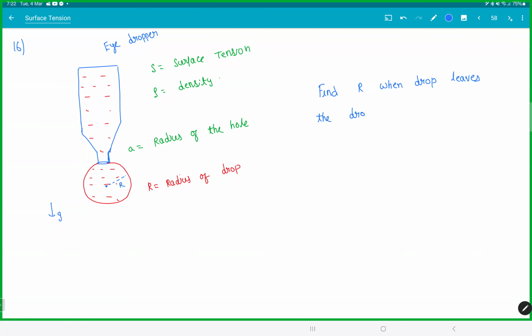For convenience, we will assume R is much, much greater than small a. So the radius is small, and we can assume the drop to be spherical. In real life, it actually stretches and bulges a bit. It's not exactly spherical, but we can assume that. So when you press, you can be sure that every drop that comes out has to be a specific quantity, unless you really press it hard and make it like a water jet. How do you do this?